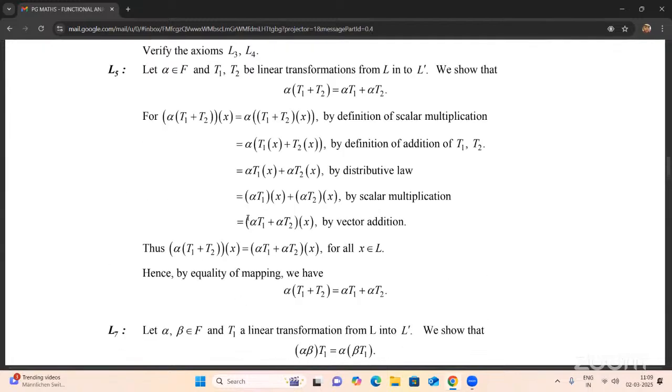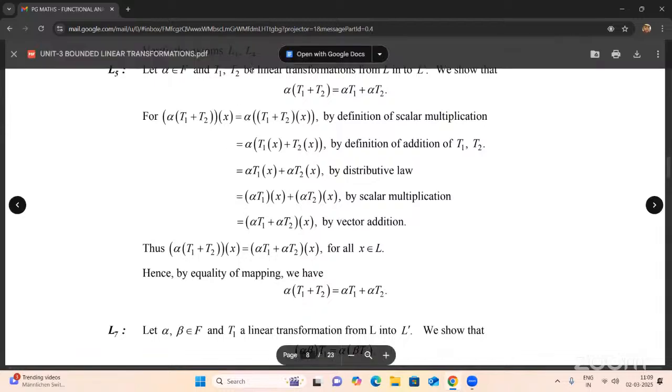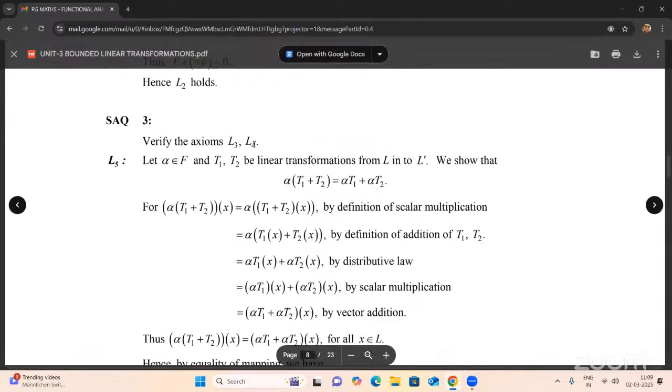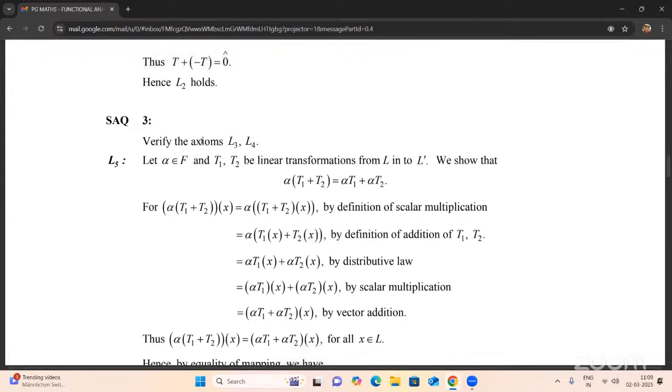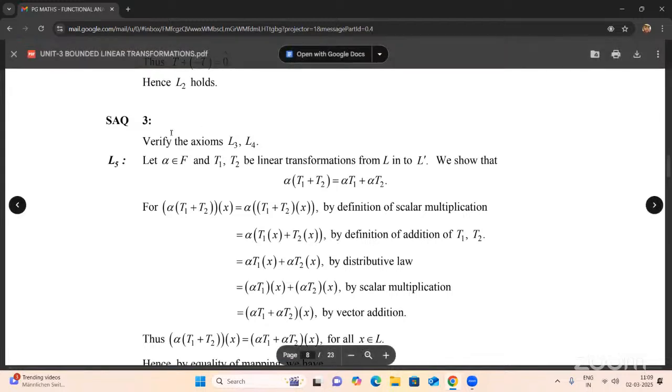So that is also when the left and the right both are equal. That is called the associative existence here. Now, here L4 is T1 plus T2 equal to T2 plus T1. Okay. Now that is the short answer question. Here you must practice this. Then the continuity part, L3 and L4, you must write here.